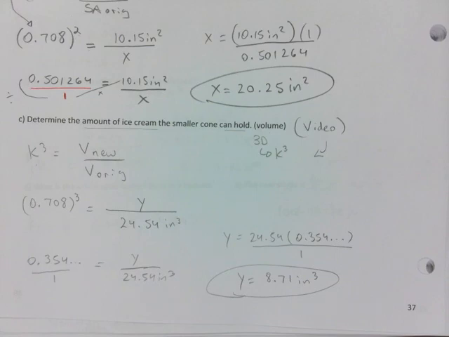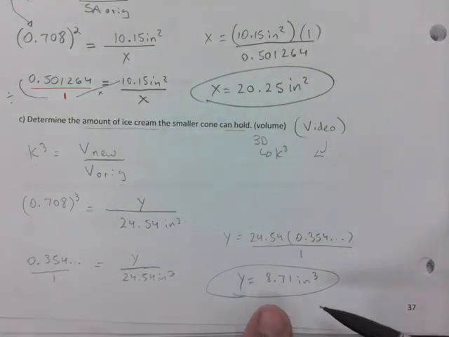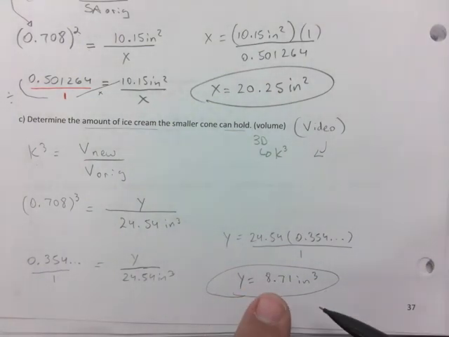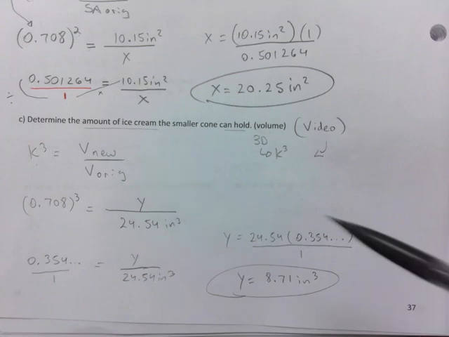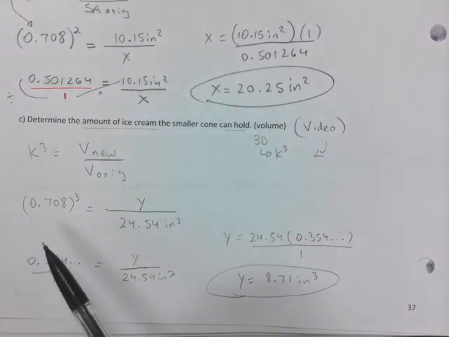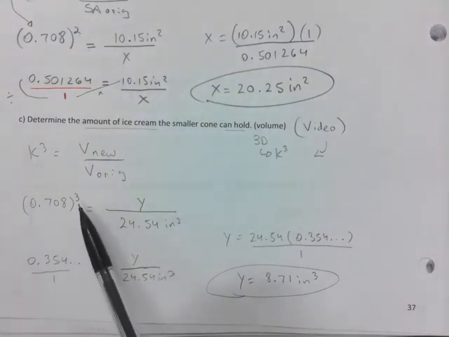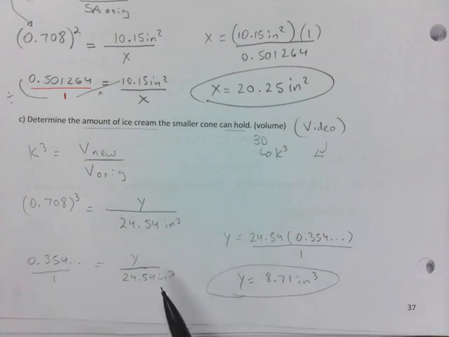Okay, and it makes sense. It's a smaller cone. The volume should be less. So check your answers, because sometimes if you don't place values in the right place, or if you didn't cube it, then there might be a problem there. Okay, so there is that.